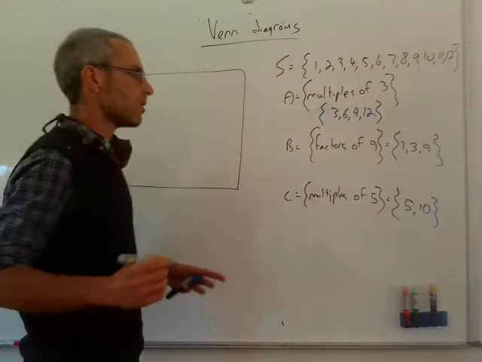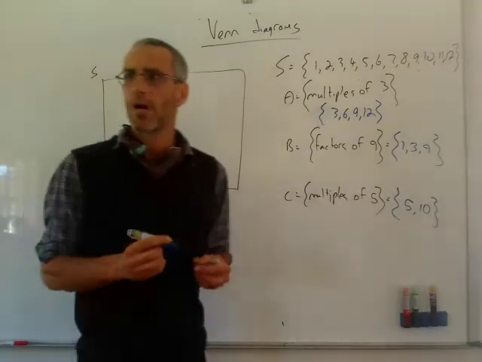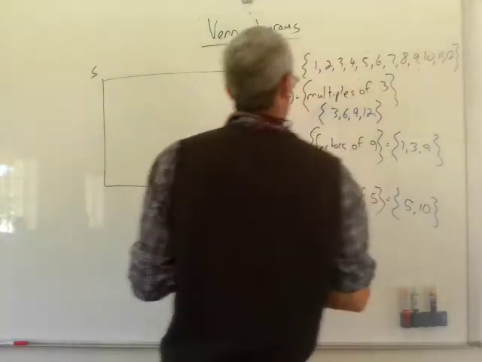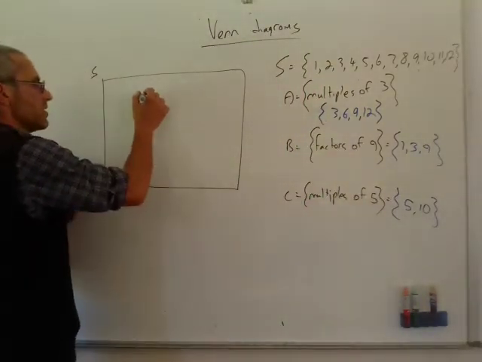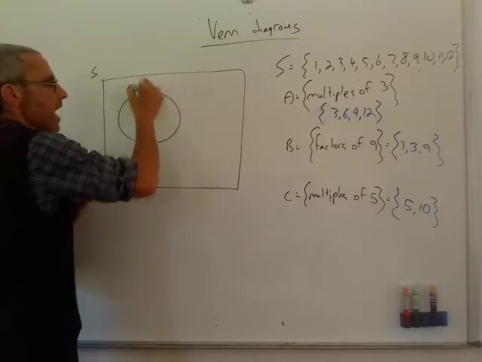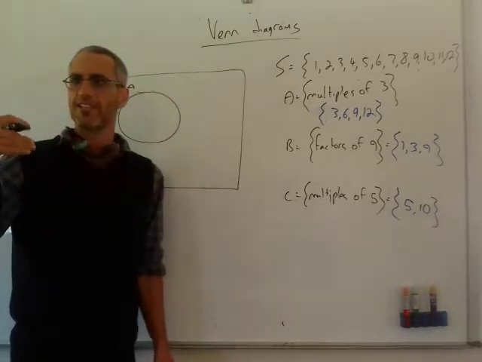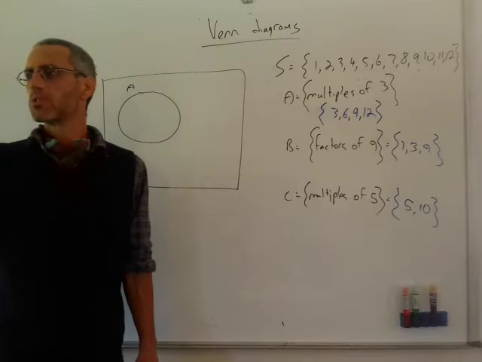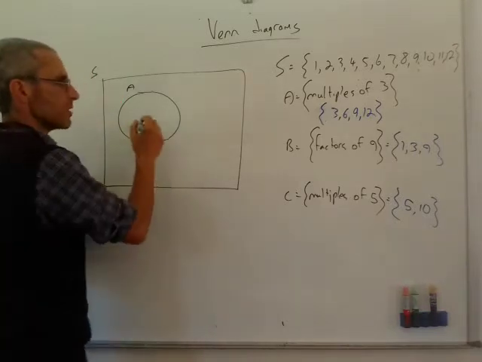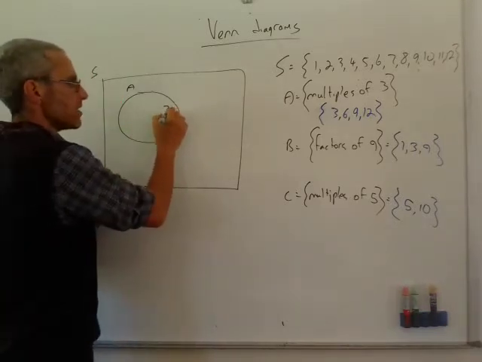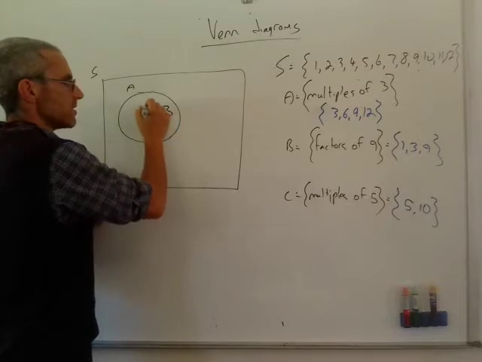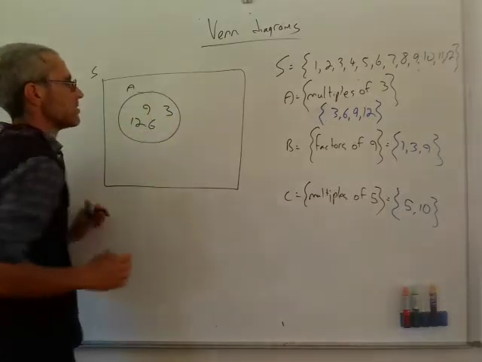Okay? So now our job is to draw them somehow. Let's start with A. I will go with the first way of drawing a Venn diagram. I'm actually going to write down the numbers, the possible numbers. So I'm going to have 3, 6, 9, and 12.